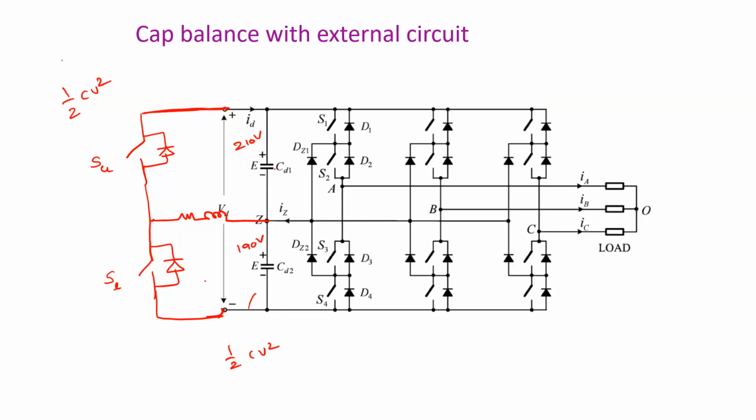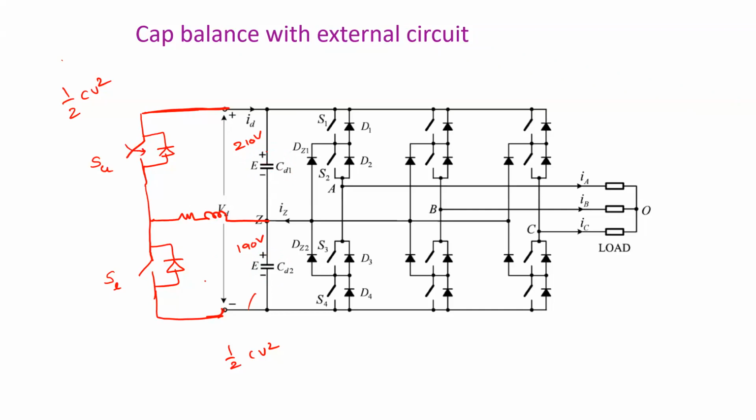Now we have some additional energy in this capacitor. Somehow we need to transfer this additional energy stored in the capacitor to the bottom capacitor, right? How exactly can it be done? We have identified that it is supposed to be 200 and this is 210, right? So what we have to do is close this switch, or give the firing pulses to this switch.